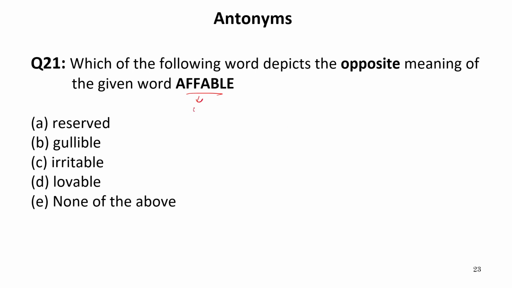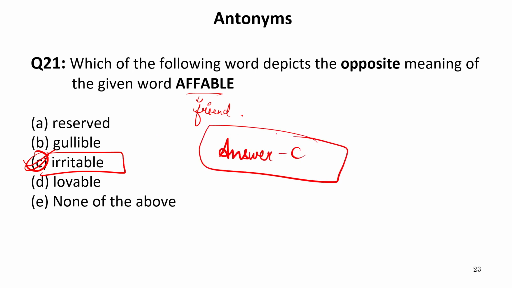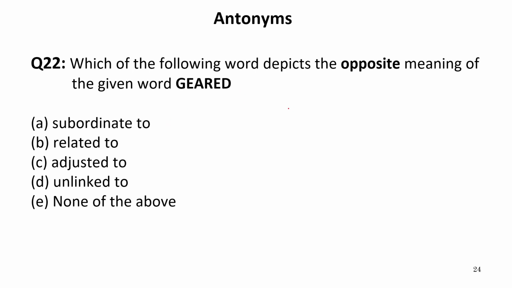Now let us move to the next one. Affable. Affable means friendly. So when we talk about some friends, we say that affable. So the opposite or the antonym of this particular word will be irritable. Irritable means non-friendly. When two persons are not friends, so our answer is C. That is irritable. So now let us move to the next one. Which of the following word depicts the opposite meaning of the word geared? Now the geared means adjusted to, linked to. So the antonym of it will be unlinked to. So our answer is D.